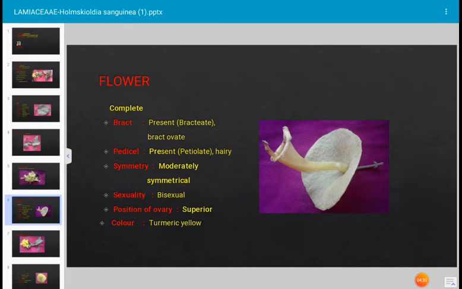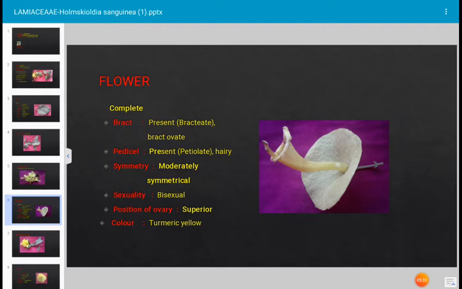And pedicel, the stalk of the flower, is known as pedicel. Pedicel is present, hence the flower is pedicellate. And it is hairy. Pedicel is hairy, means trichomes are present on the pedicel. Symmetry of the flower. It is moderately symmetrical. Moderately symmetrical means it is zygomorphic. Zygomorphic flower is there. A symmetrical flower.